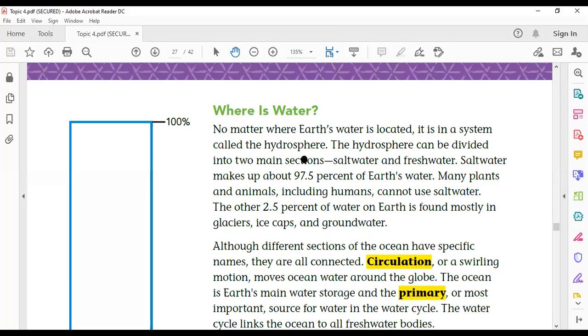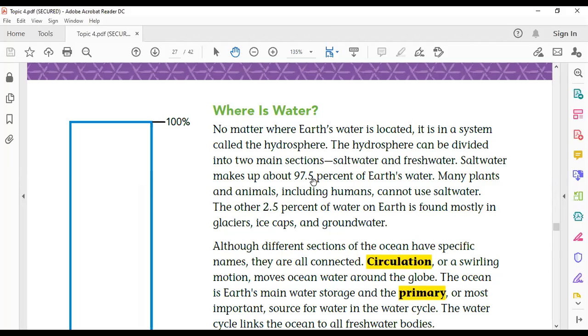No matter where Earth's water is located, it is in a system called the hydrosphere. So all water on Earth is called hydrosphere. The hydrosphere can be divided into two main sections, as I told you: salt water, which makes the majority, 97.5%, and fresh water, which makes only 2.5%.